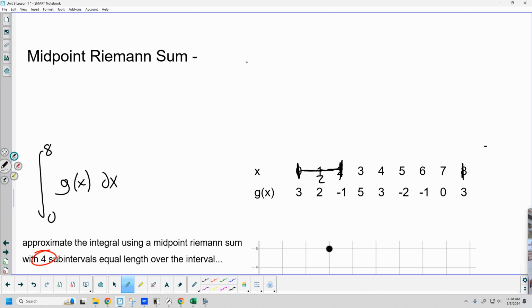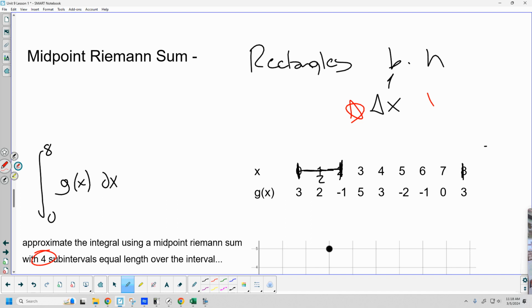Now, midpoint Riemann sum is still rectangles. It's still base times height. Heads up, I'm going to put a little star next to this delta x. Don't assume it's going to be just from one x to the next x. Pay attention. And the height is our y value in the middle of your interval, in the middle of your base.